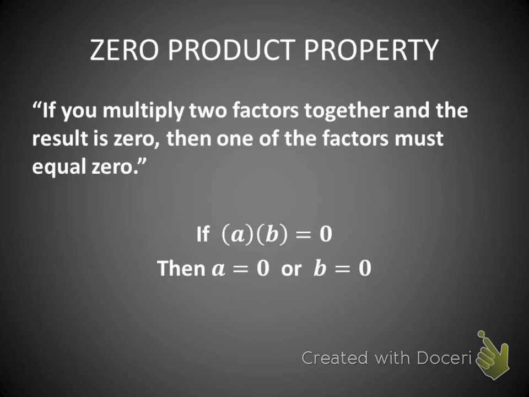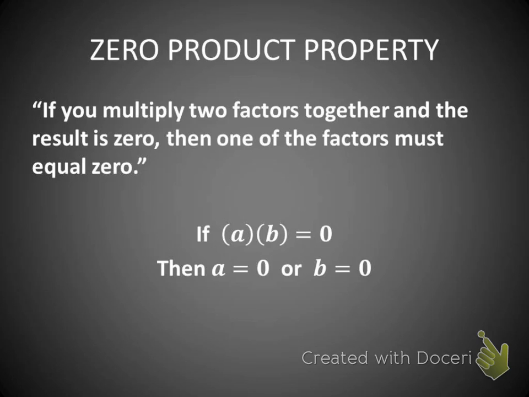So first we'll talk about what the zero product property is. It states that if you multiply two factors together and the result is 0, then one of the factors must be equal to 0. That's shown symbolically there at the bottom. So A and B represent the two factors. If you multiply them together and it equals 0, then that means that either A has to be equal to 0 or B has to be equal to 0. And so there are two possibilities when we multiply things together and get 0. It gives us two possibilities for our solutions.